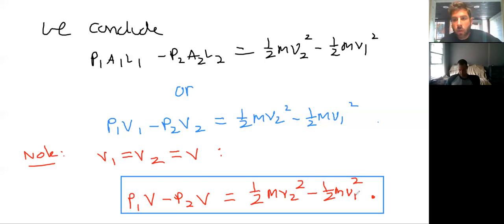Now, this is an ugly equation, and you might think, can we make it look prettier? And the answer is yes, you can actually make it look prettier. How do you make it look prettier? Well, we're going to remember that mass, okay, that's fine. We know mass won't change, but there's a better way to get information from this. So what if we replace mass with density times volume?